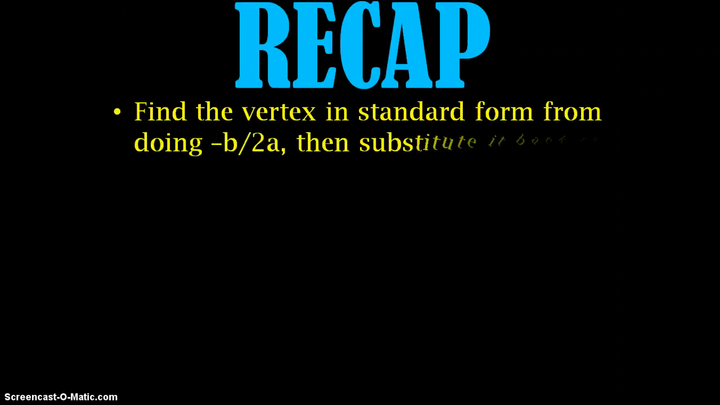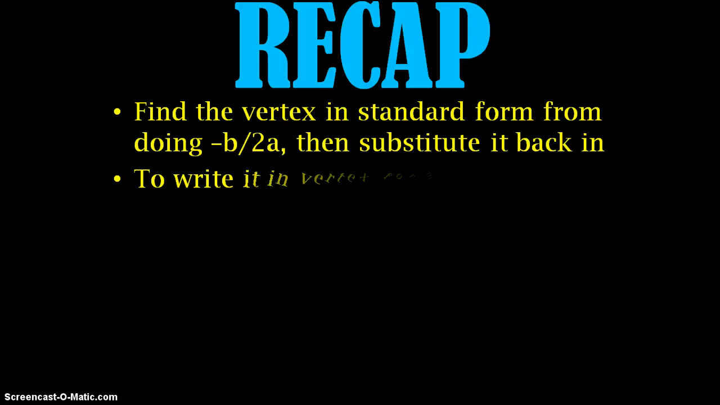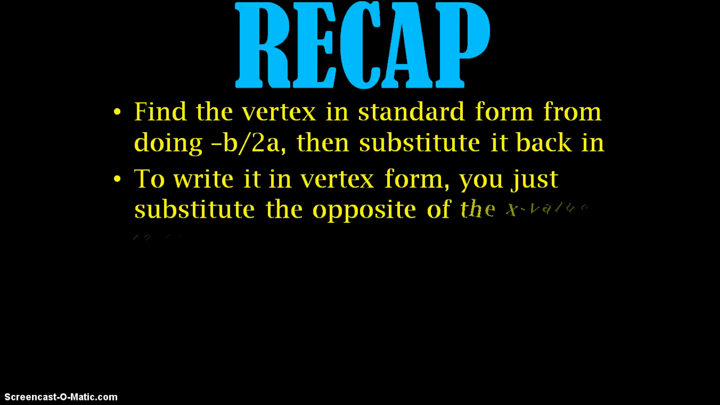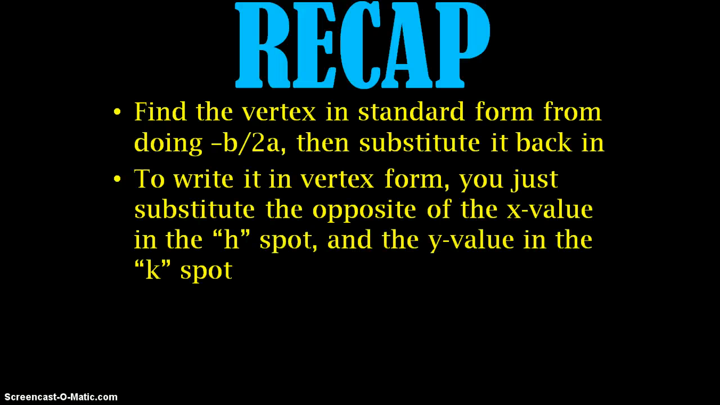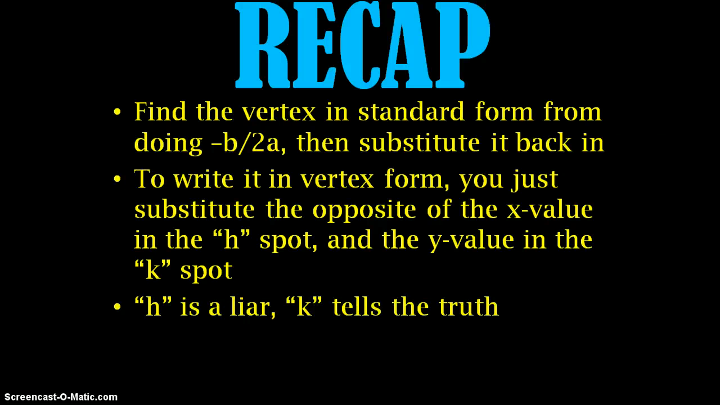Alright, so if we recap real quick. We want to find the vertex in standard form by doing negative b over 2a, then substitute it back in, just like you did in class today and like we've been doing for a couple weeks now to graph an equation. To write it in vertex form, you just substitute the opposite of the x value into the h spot and the same, the y value, because k is a truth teller, in the k spot. Remember, h is a liar, k tells the truth.